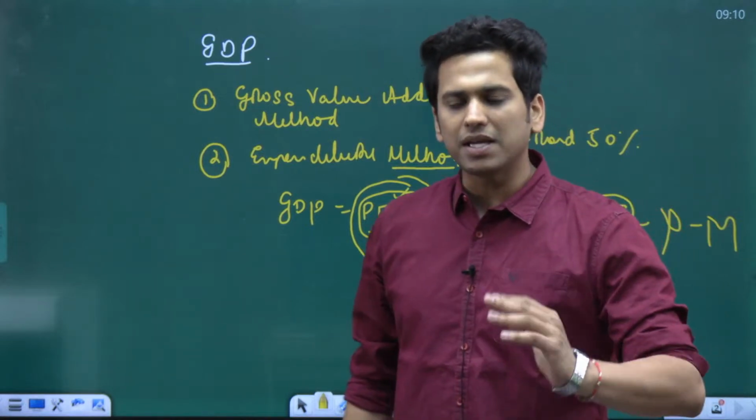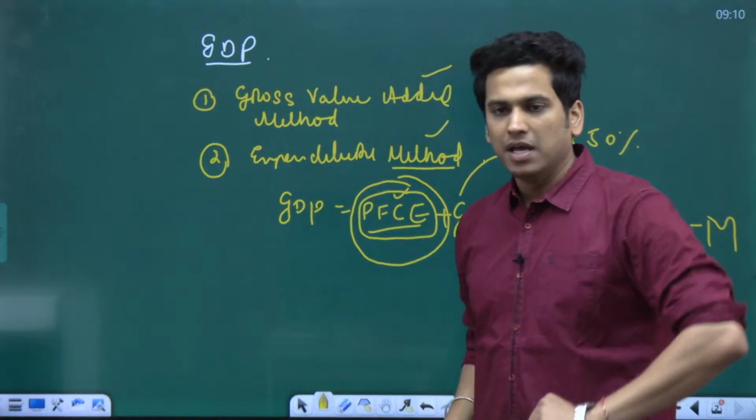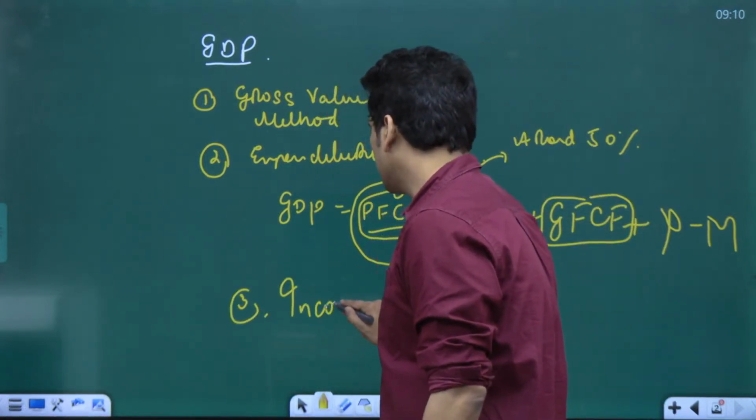There is a third method also, that is given in our NCERTs, but the government favors these two particular methods. And the third method, if you are aware of it, is related to the income method.